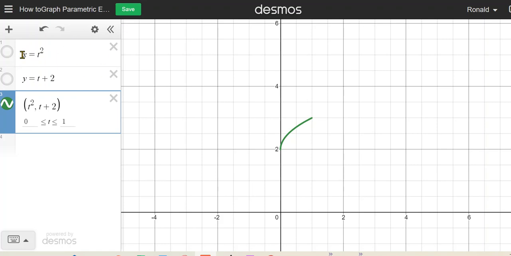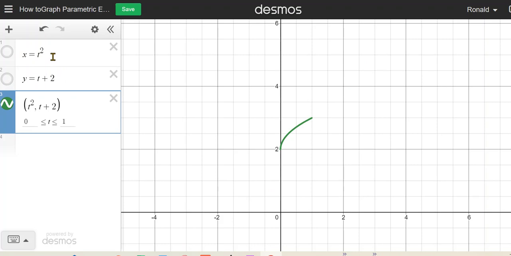So let's say that we have the parametric equations x equals t squared and y equals t plus 2. Now we don't actually want to graph these in Desmos, which is why I have clicked on this so that it would not graph them. I'm just putting them here so that you can see these are my parametric equations.